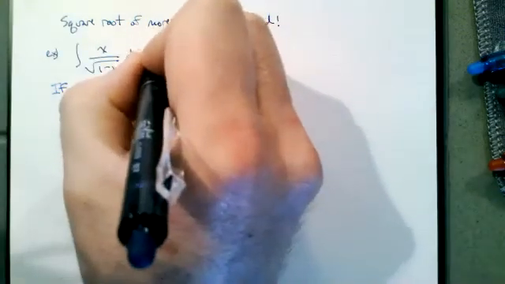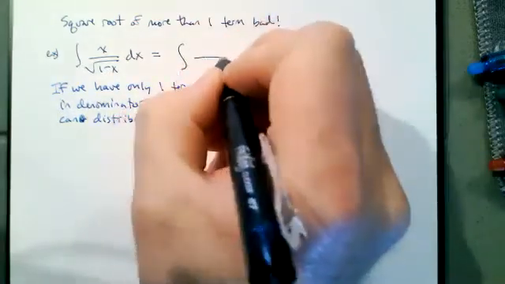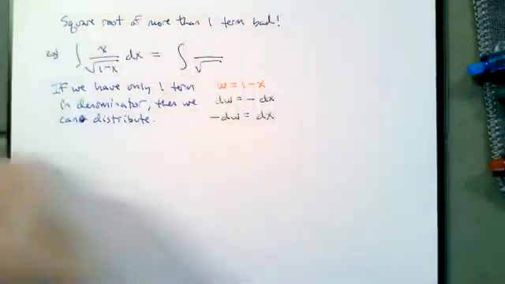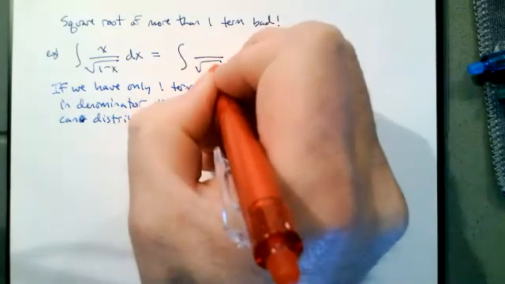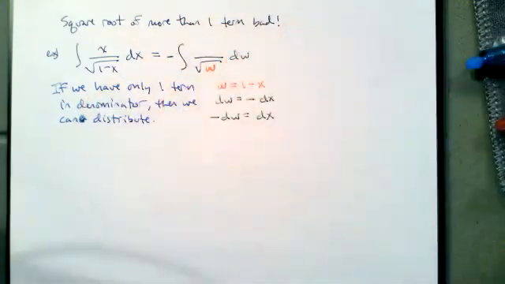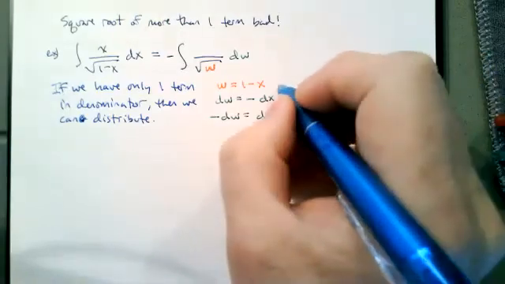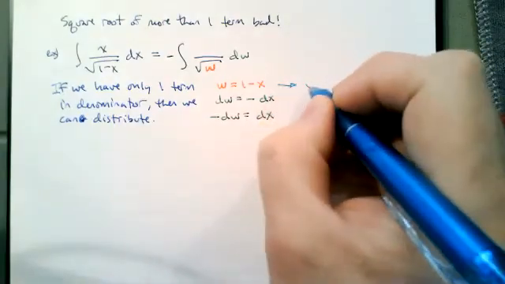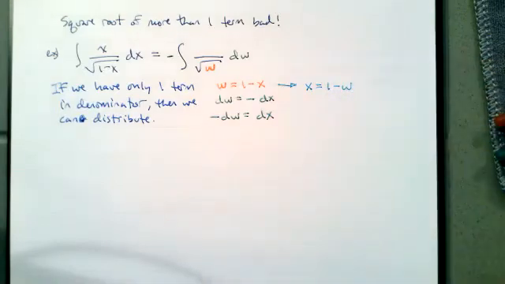So we've taken care of a lot of stuff here. The square root of 1 minus x is getting replaced with w. The dx is a minus dw. But we also need to replace the x up in the numerator. Fortunately for our heroes, we have a way to replace the x in the numerator. I can take this expression w equals 1 minus x and solve it for x. So this tells me that x is equal to 1 minus w.